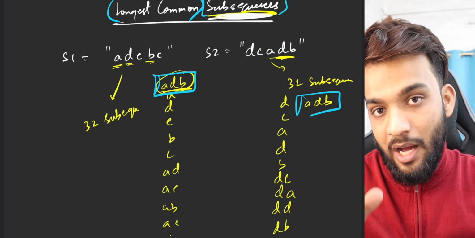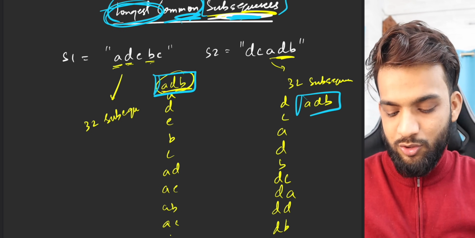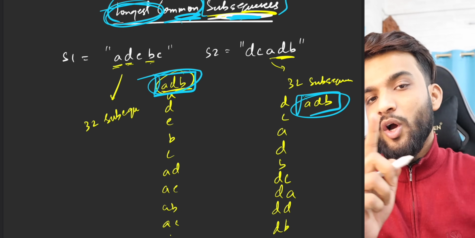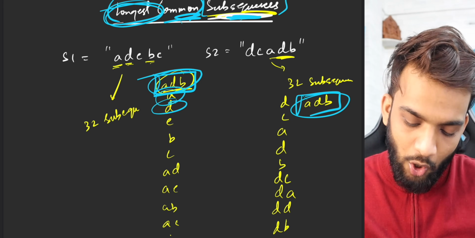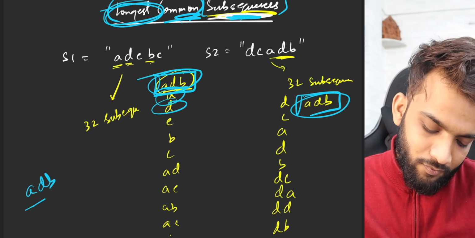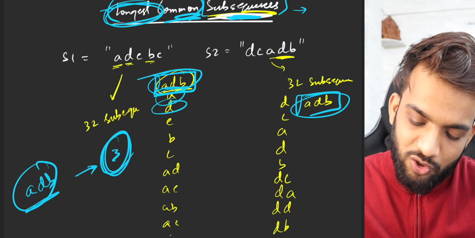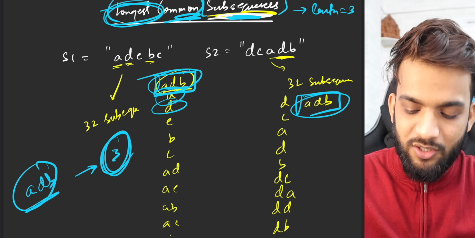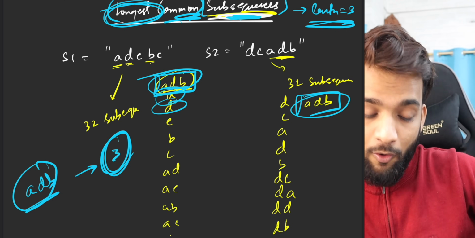And among all common subsequences, you have to find which one is the longest. So ADB is the longest that you'll find. Yes, there was A, there was D, but you need the longest. So the longest is ADB. And what is the length of this? The length of this is 3. So you need to tell me the length, which is 3. So that's the question. Pretty straightforward.